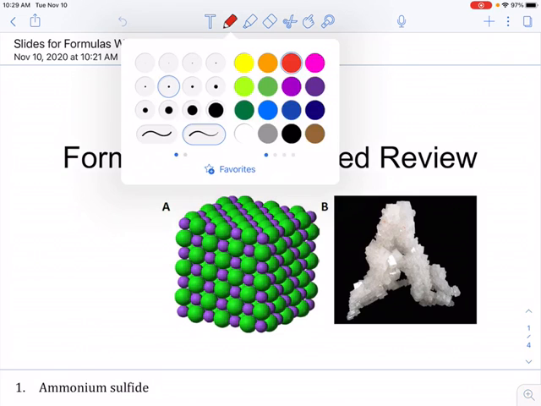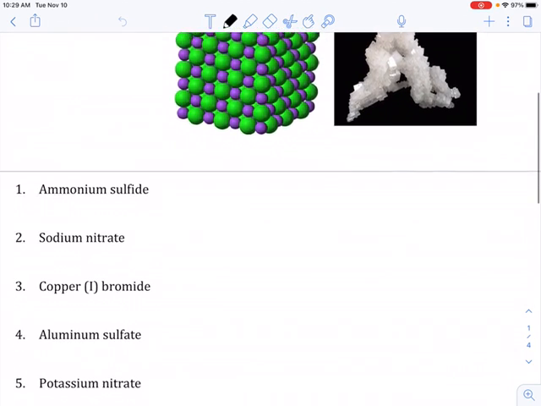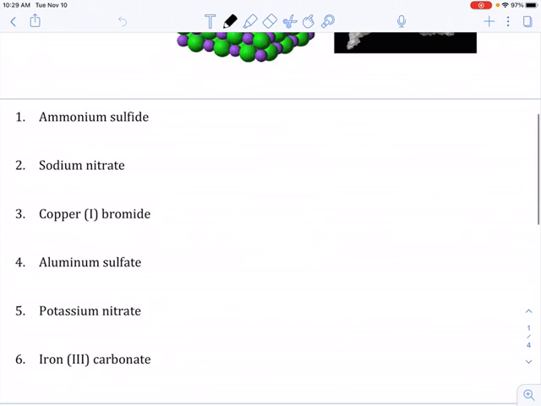The example problems I'm going to be doing are from the mixed review worksheet. It was the last worksheet in the packet 3.3. I'm going to do the first 18 problems in that worksheet. So if you're having trouble writing the formulas, I'm going to show you how I do it. Okay, so let's go through these.